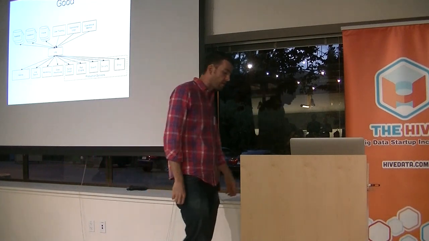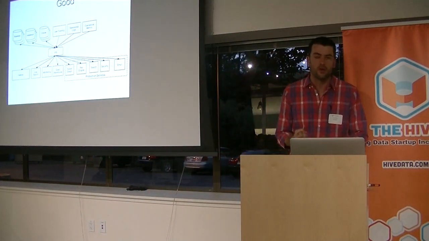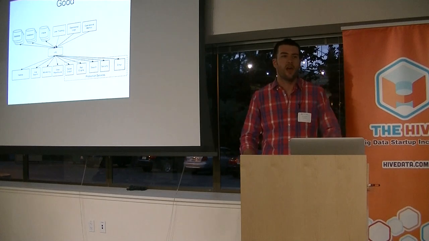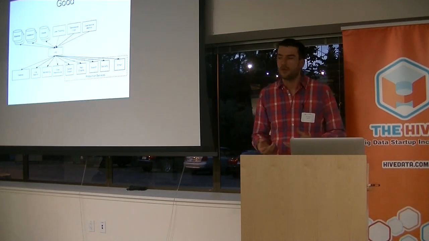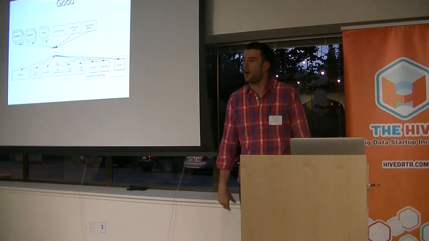And you can see that the characteristics of these things are pretty different. The Hadoop cluster maybe loads data every 15 minutes or so, it's a little bit slower. Some of these other systems are very fast. They may be up to the second.